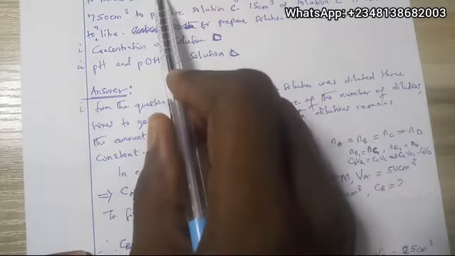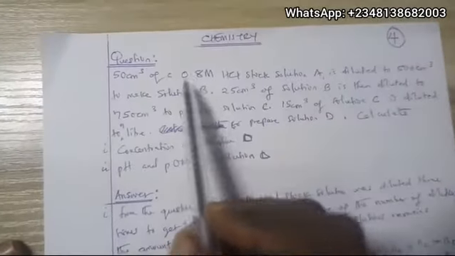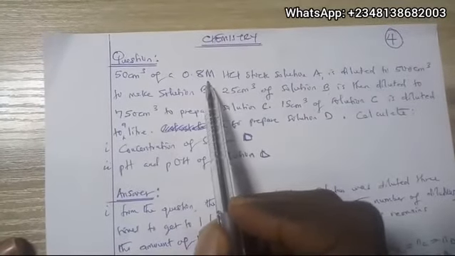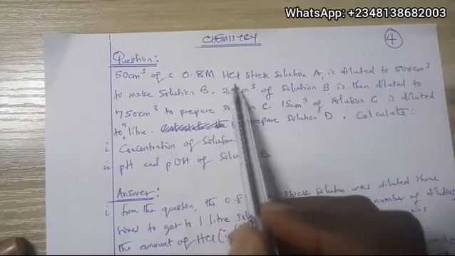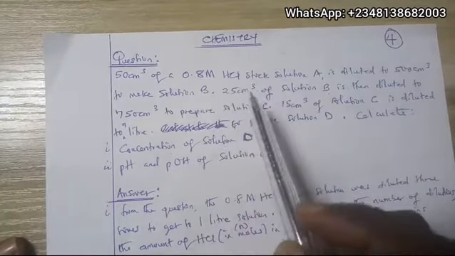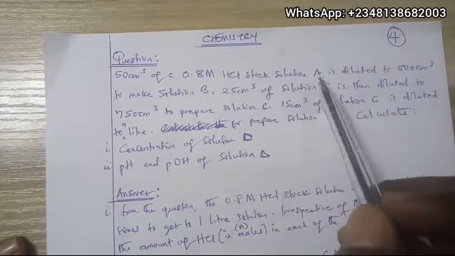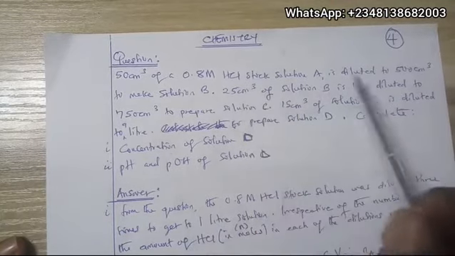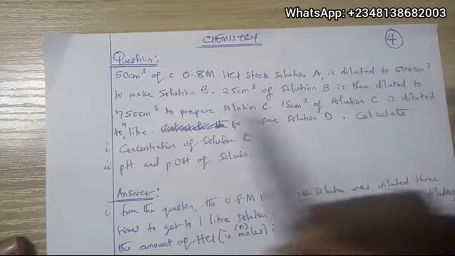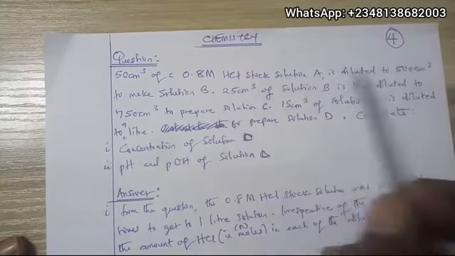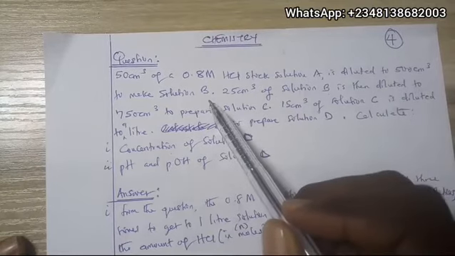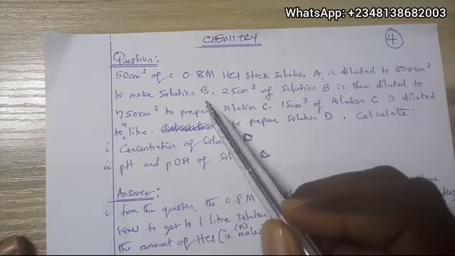Yes, this is the stock solution. 0.8, let me be using mole per dm³. The 0.8 mole per dm³ hydrochloric acid solution is the stock solution, and it's labeled solution A. From there, the first dilution was done by making it up to 500 cm³ to form solution B.